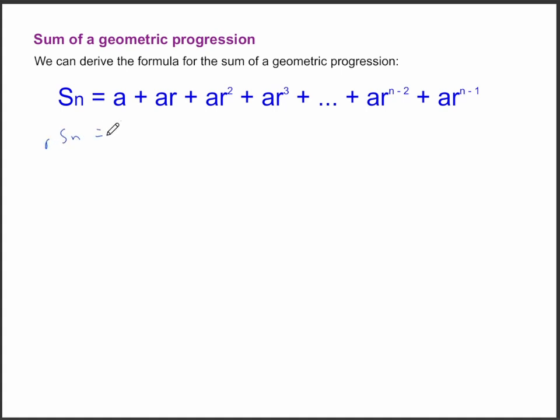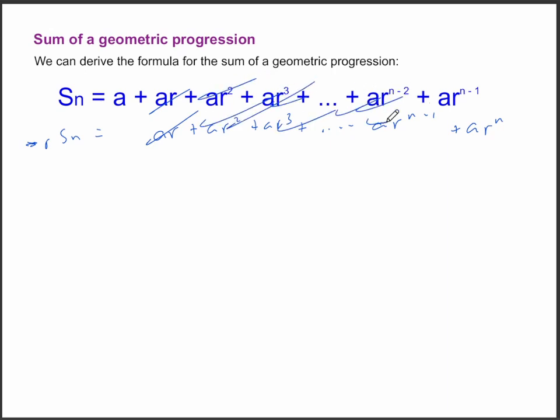So rSn will equal ar plus ar squared plus ar cubed plus so on, ar power n minus 1 plus ar power n, because we're multiplying by r. So this last term will also multiply by r. Therefore, our last term is going to be ar power n. And then we can subtract them. And what will happen is all of these will cancel out. And we will be left with Sn minus rSn is equal to a minus ar power n.